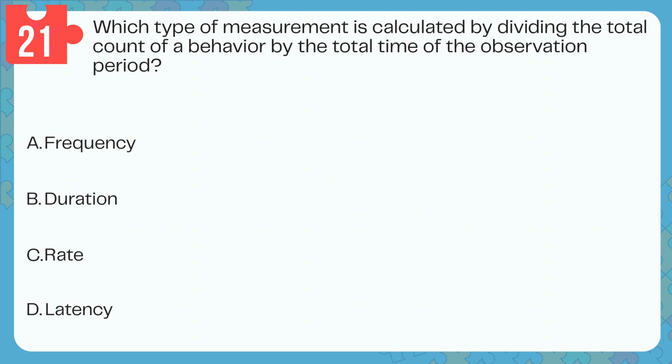Question 21. Which type of measurement is calculated by dividing the total count of a behavior by the total time of the observation period? A, frequency. B, duration. C, rate. D, latency.